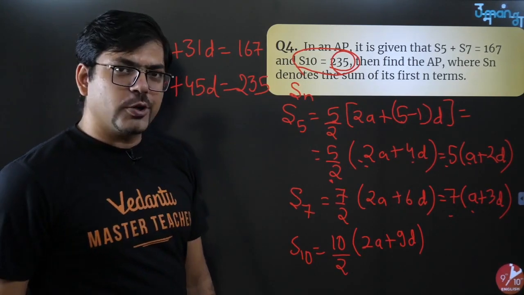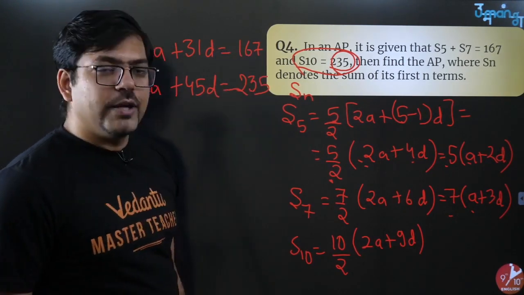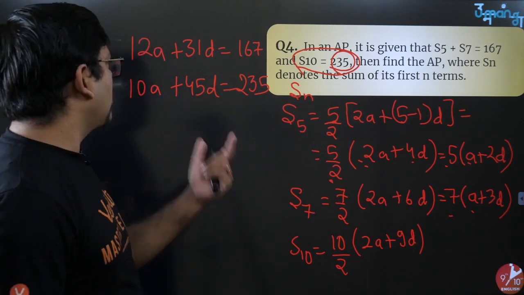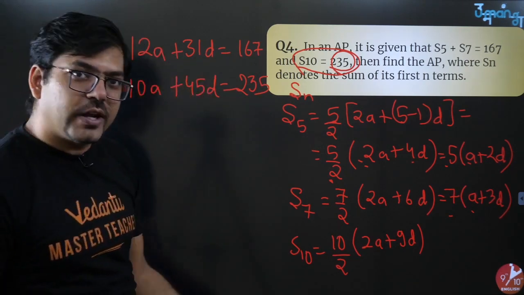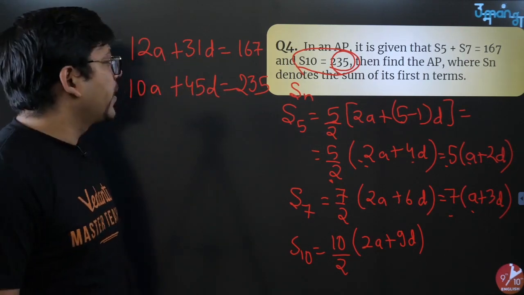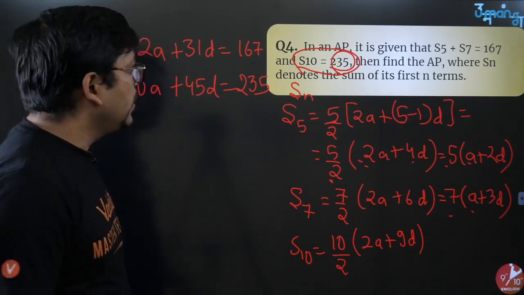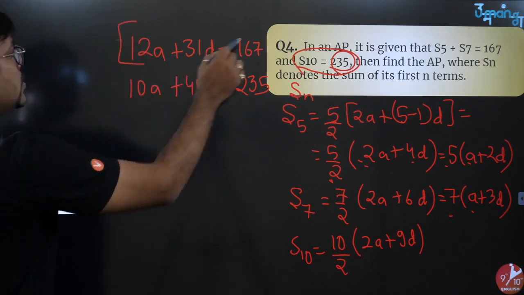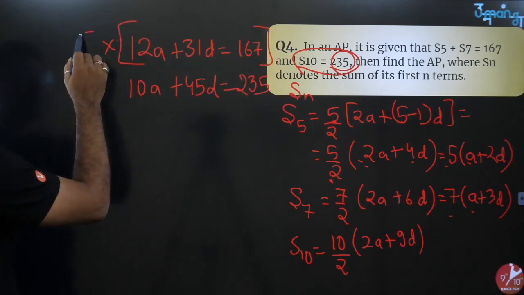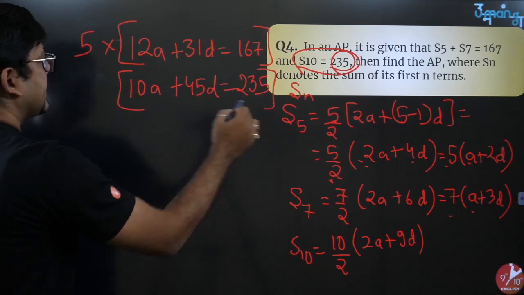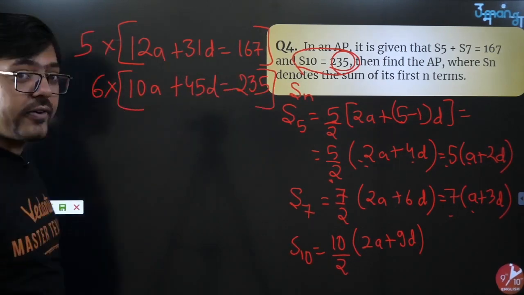Don't you think that you can actually find out the value of a and d from these two equations, because there are only two unknowns, a and d? You can actually do that, isn't it? Okay, so how to do that? Either you use elimination or substitution, whatever suits you. I would like to use elimination. Let's multiply this by 5. Let's multiply this by 6 and then try.